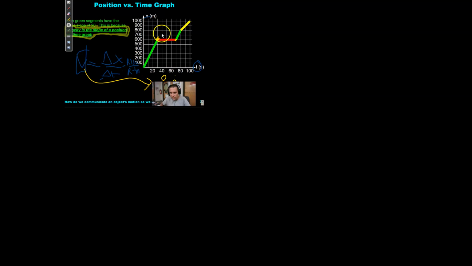So, for this time period here, there is no rise, there is no run, so our velocity for that time period is 0. Again, if we wanted to look at a different time interval, let's do this little green one here, from here to here. Our ending time is 80, our starting time is 70, so the time elapsed is 10. Our rise from 600 to 800 is 200.